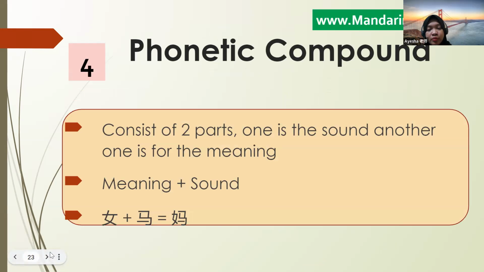What is the meaning of phonetic compounds? Meaning, what does it sound like? And that is how we will put the words together. And then from there, we have the meaning and the sound combined together. For example, remember the word ma we see just now? The radical is the word female, which is 女.